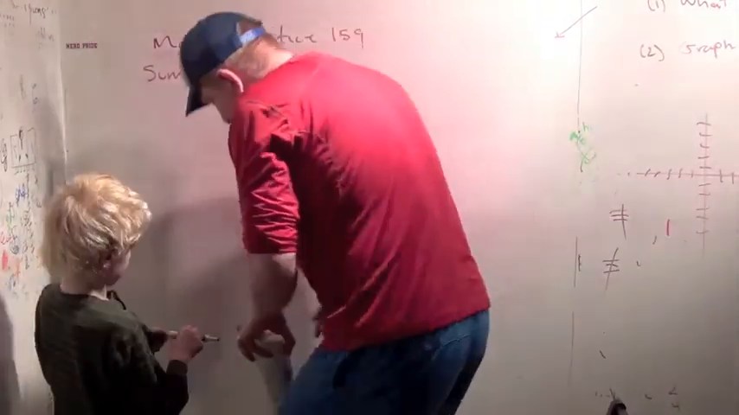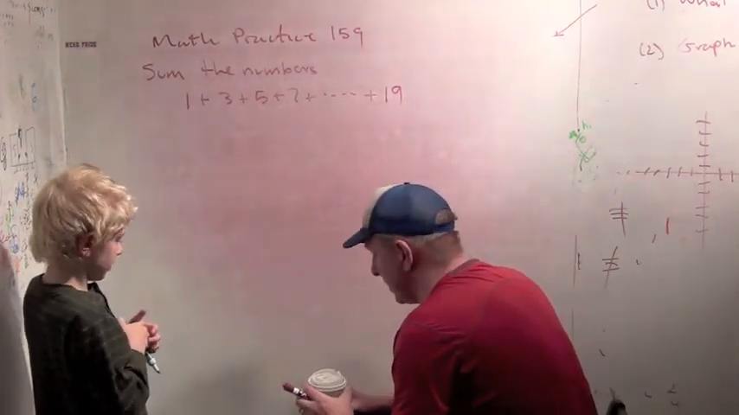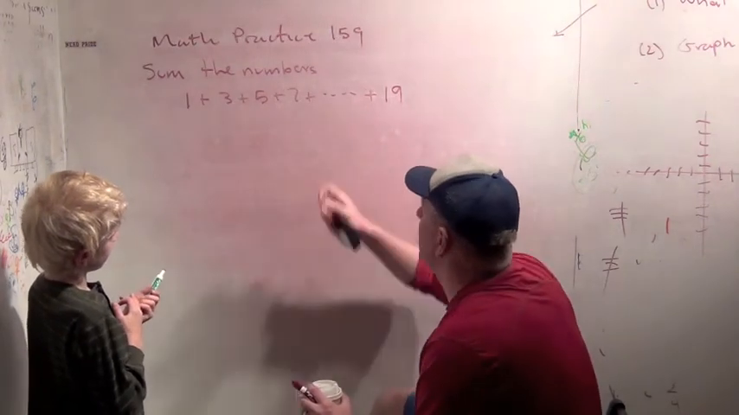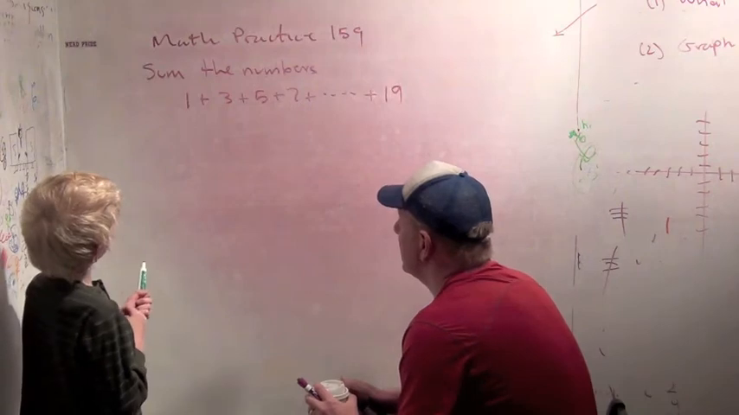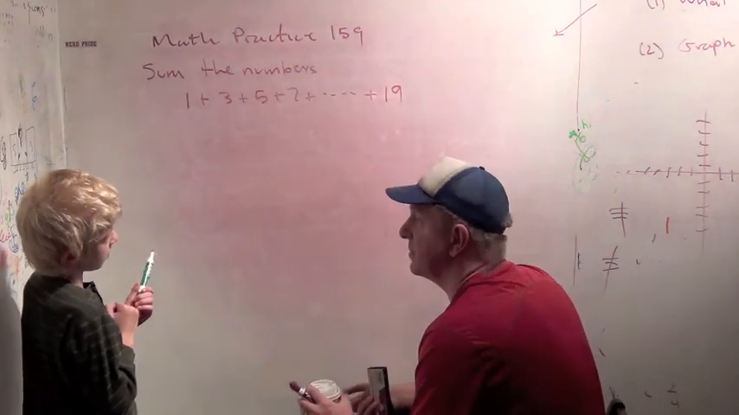Okay, so we're coming to the end of the section we're studying in Beast Academy, so we're just doing a few review problems today, but it's been a while since we talked about this, so I thought it'd be fun to do this problem. Can you sum up the numbers 1 plus 3 plus 5 plus 7 all the way up to plus 19?